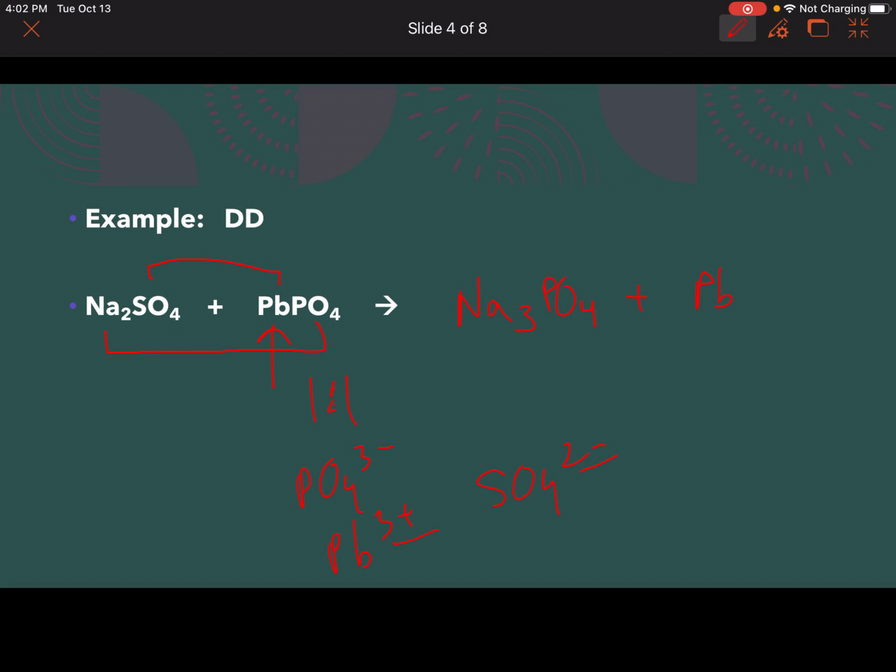So I want to get those both to 6. So it's going to be Pb2 and then SO4 3. And now I have to balance this big reaction here. I'm going to need a 3 here, a 2 here, and a 2 here, and I think that will take care of it.